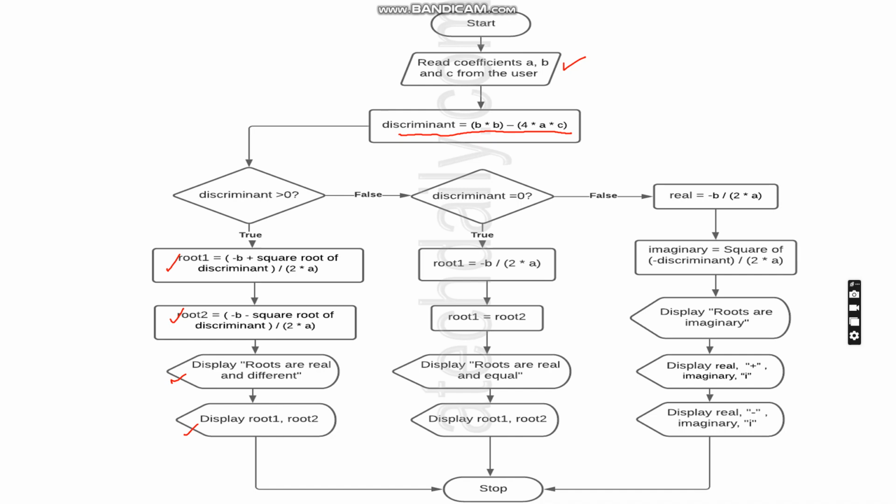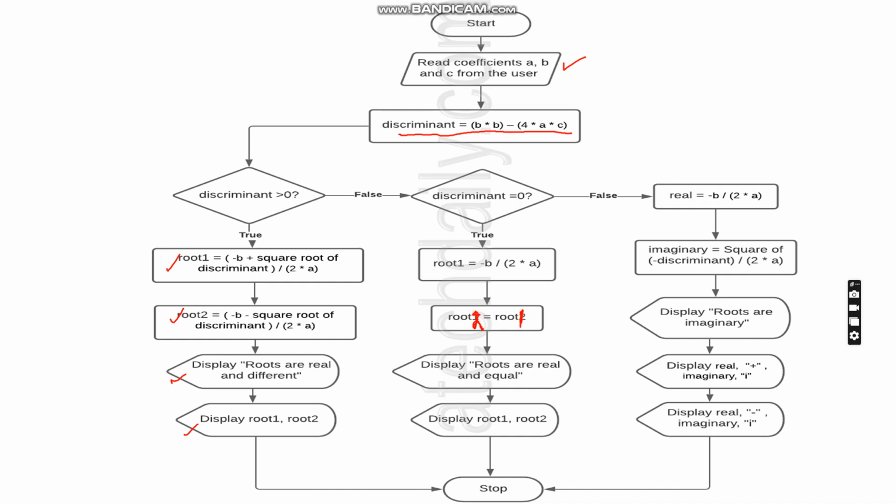Root 2 equals root 1. The root 1 data will be given to root 2 here. After that, display this data: roots are real and equal. Display root 1 and root 2. After that, finally go to the stop.